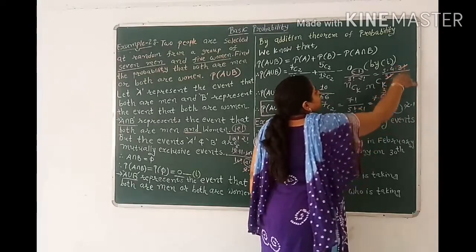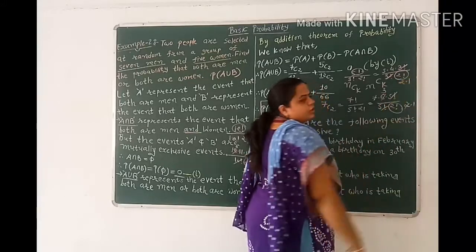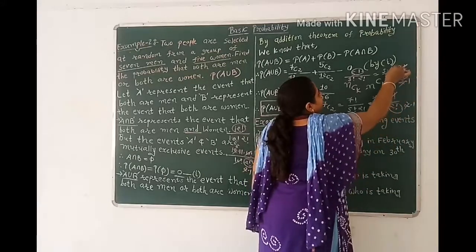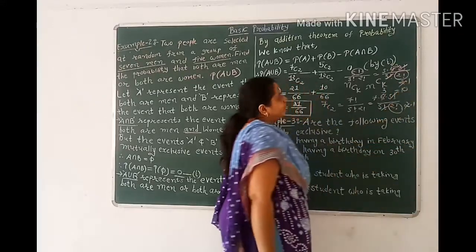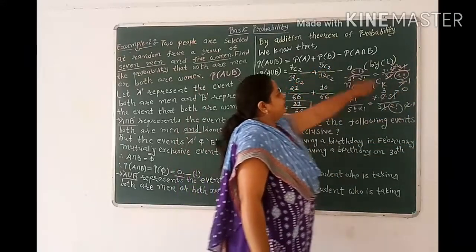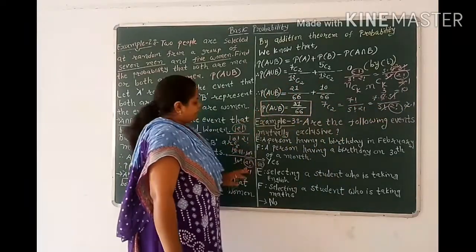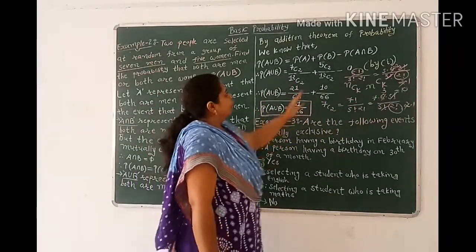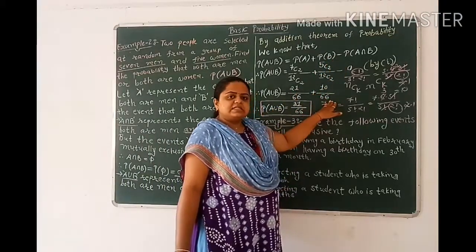Now 3 factorial cancels out, and 2 factorial is 2 into 1. So 2 cancels out, we have 5 into 2 equals 10. So 5C2 equals 10, and 12C2 we already found is 66. So probability of B equals 10 over 66.